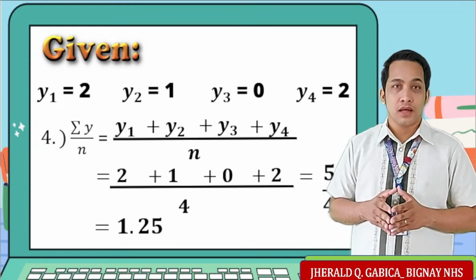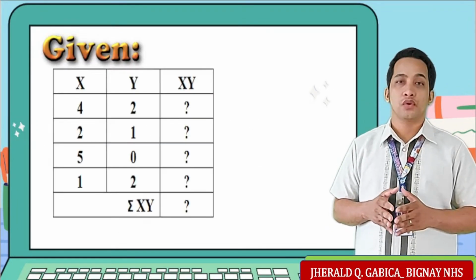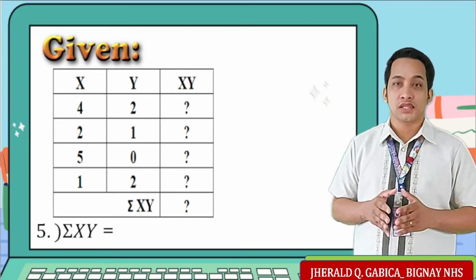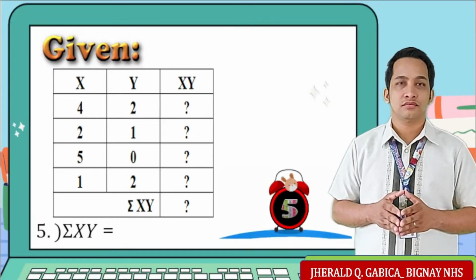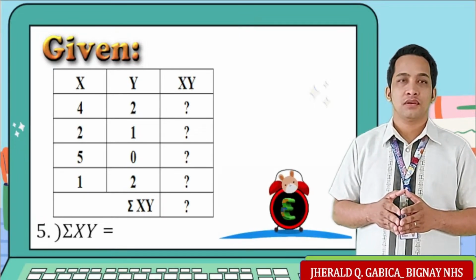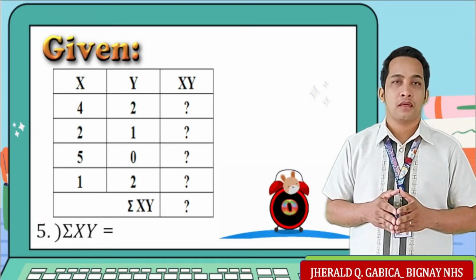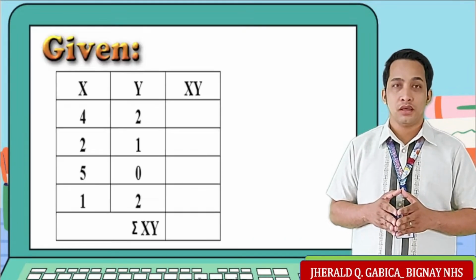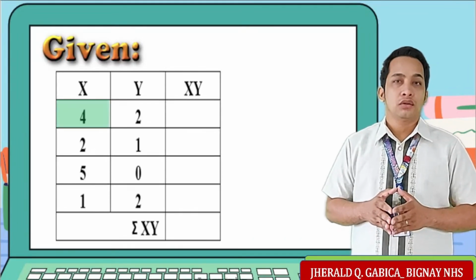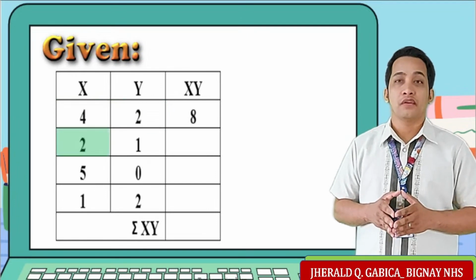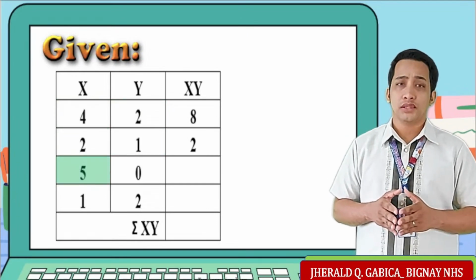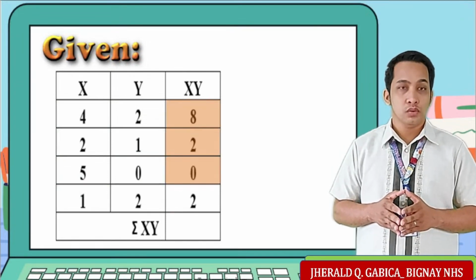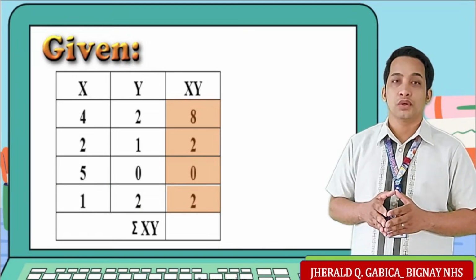Our last item, given the table of values, you need to solve for summation of x times y. 5 seconds. Go. 5, 4, 3, 2, 1. For the solution, we multiply x and y values respectively. 4 times 2 is 8, 2 times 1 is 2, 5 times 0 is 0, and 1 times 2 is 2. Getting their summation, 8 plus 2 plus 0 plus 2 equals 12.